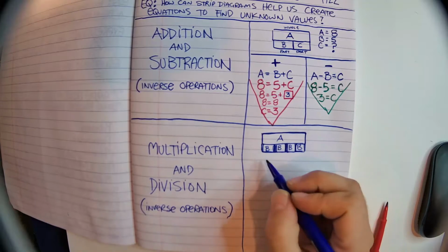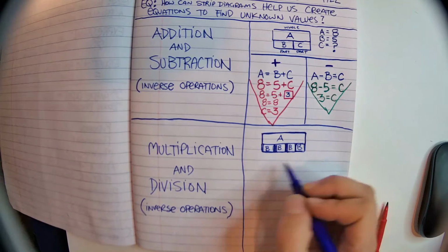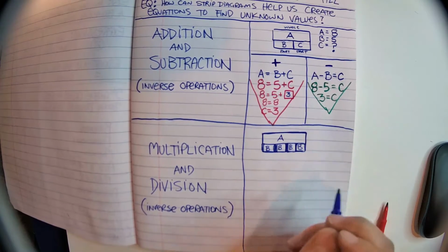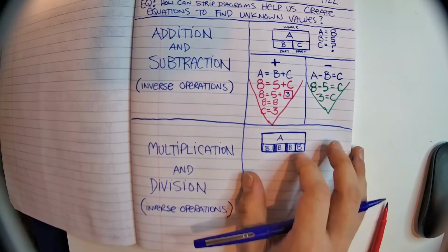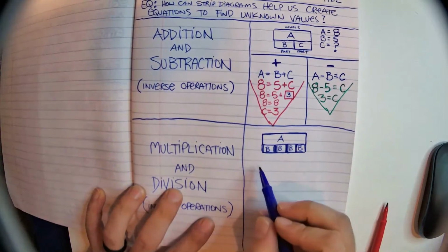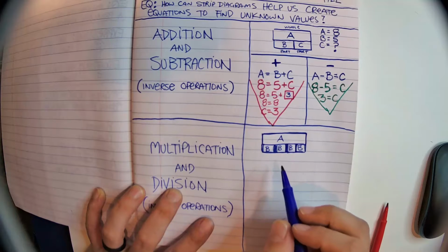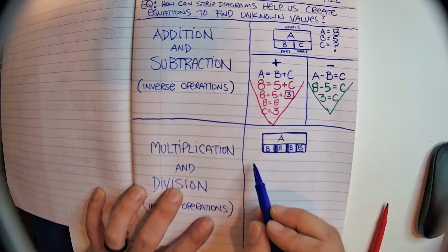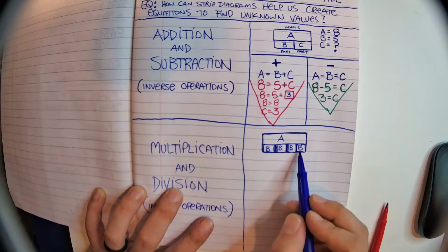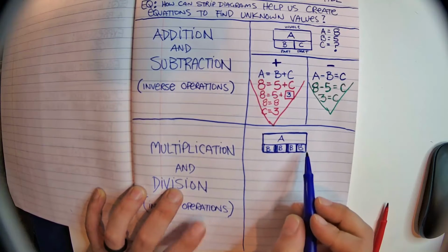And whatever groups you have, you do have to count the groups, because that is going to play a role in what you're looking at. All right, so this is a strip diagram that looks more like a multiplication or a division strip diagram. You can tell because all the groups are the same. That means they're even groups, equal groups.